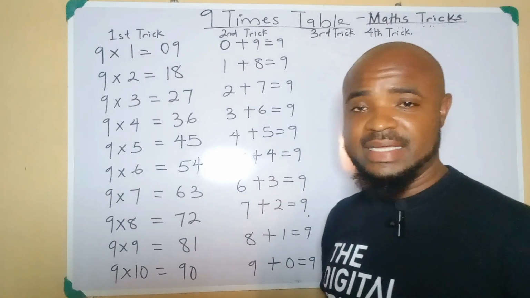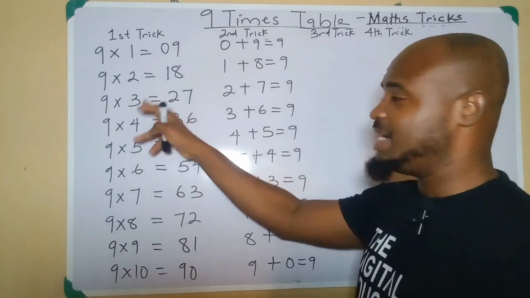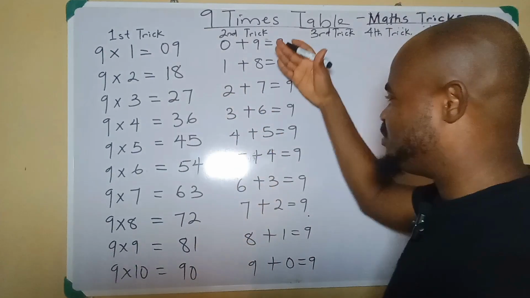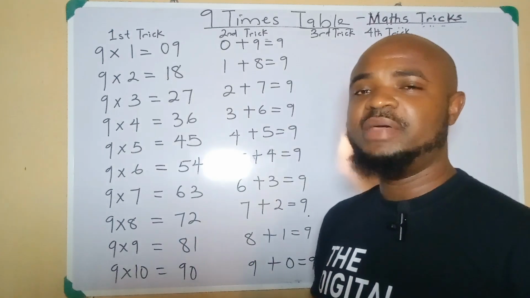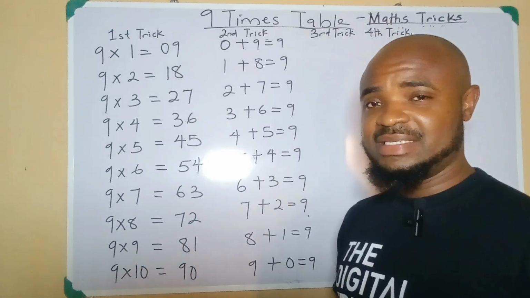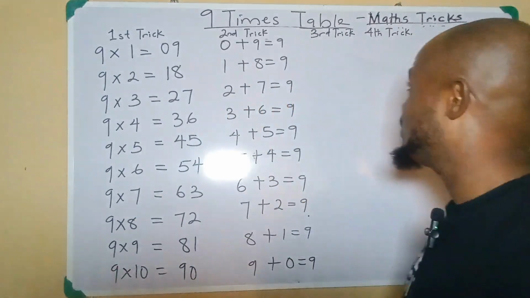9 times 2 is 18, right? So if I add 1 and 8 together, I will get 9. The same goes for 9 times 3, 27. If I add 2 and 7, I will get 9. So you can do the same thing for all of this, and you realize that the 2 digits that form the product for each will give you what? 9. Isn't that amazing? Yes, it is.